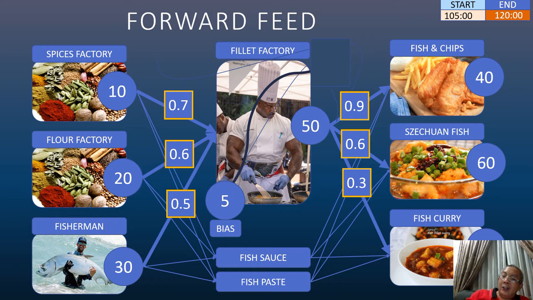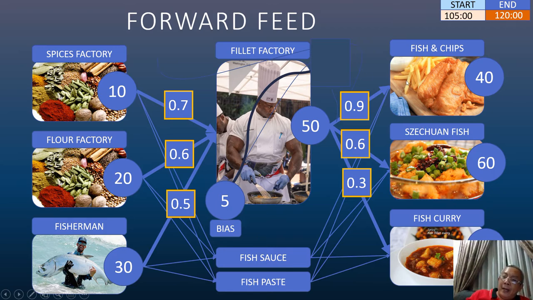And then there's a restaurant that sells fish and chips. So this restaurant will take your fish fillet and use it in his fish and chips. Then there's a Chinese restaurant. The Chinese restaurant takes your fish fillet and produces Sichuan fish using it. And there's an Indian restaurant that buys your fish fillet and produces fish curry from it. So these are your customers. Your customers buy your fish fillet from you.